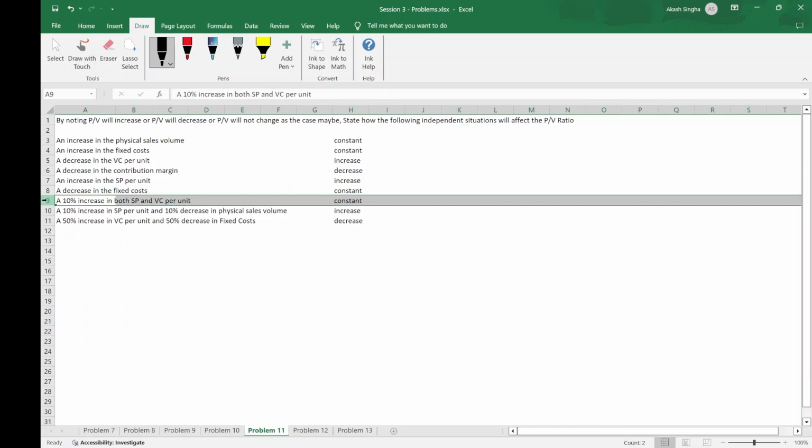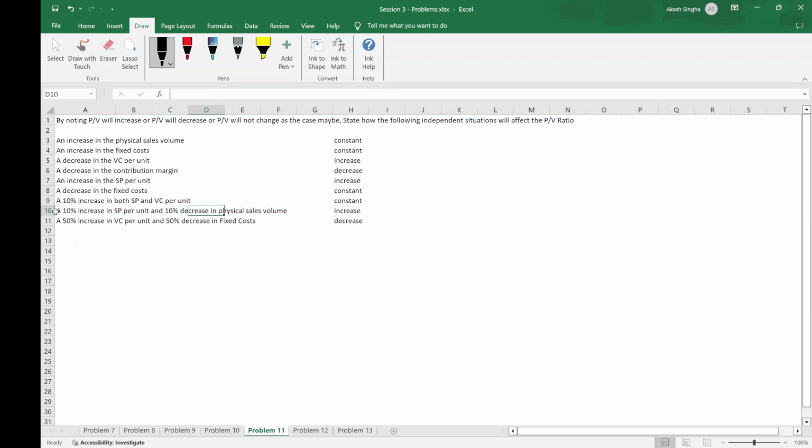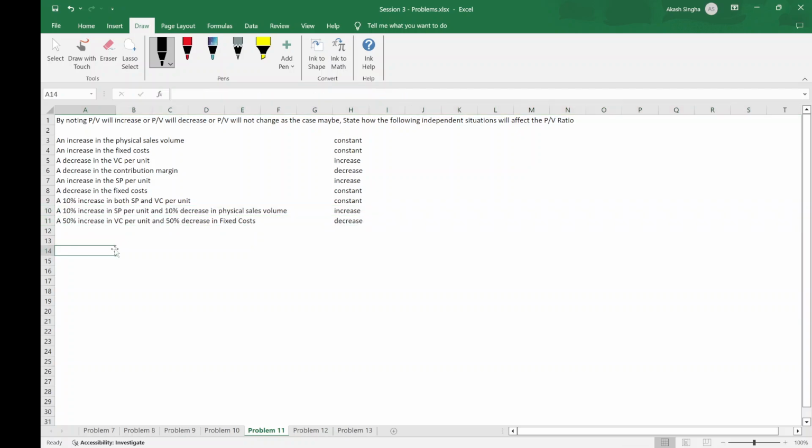A 10% increase in both selling price and variable cost per unit will not change anything because it's the ratio, right? A 10% increase in selling price per unit and 10% decrease in physical sales volume: the 10% decrease in physical sales volume won't do anything, but the 10% increase in selling price will increase it, because the decrease in volume has nothing to do with PV ratio. 50% because it's sales amount by variable cost amount and by total sales.